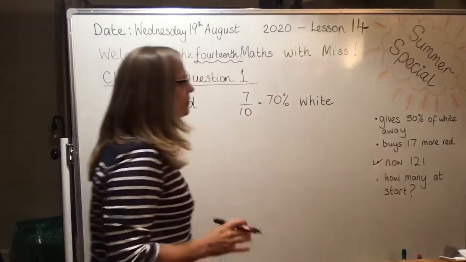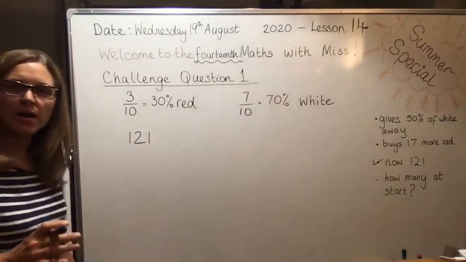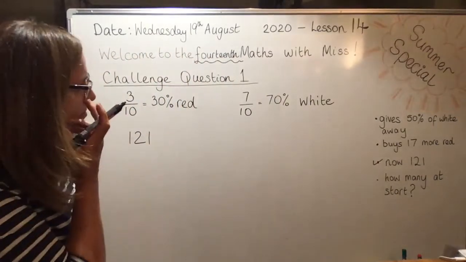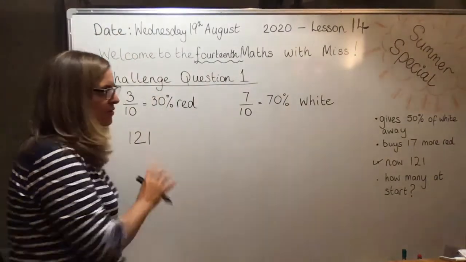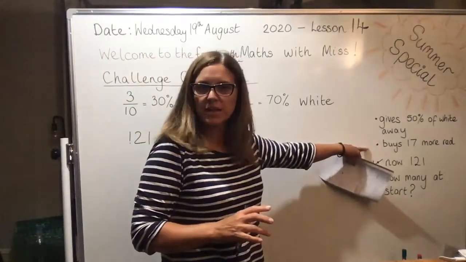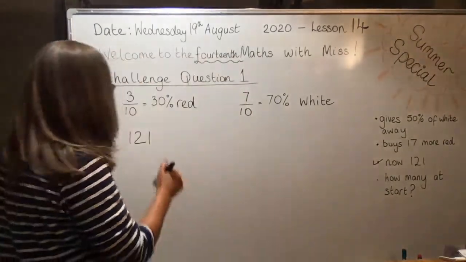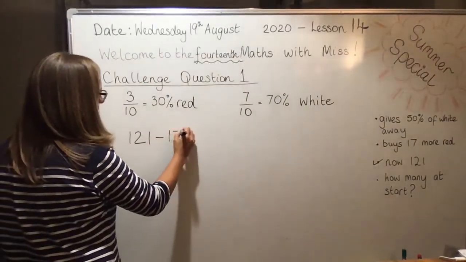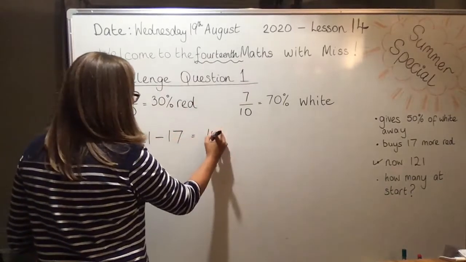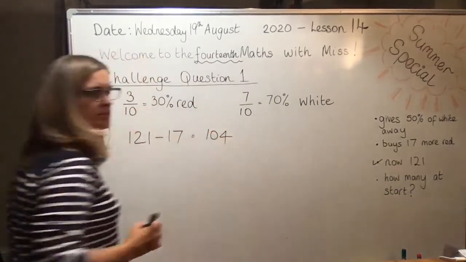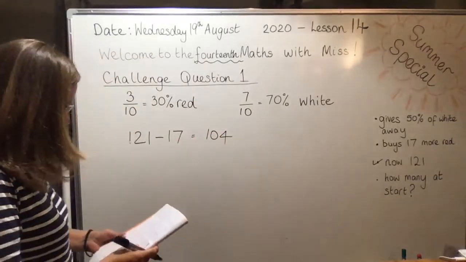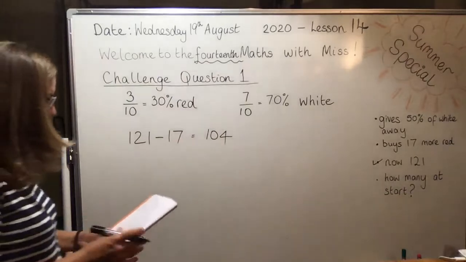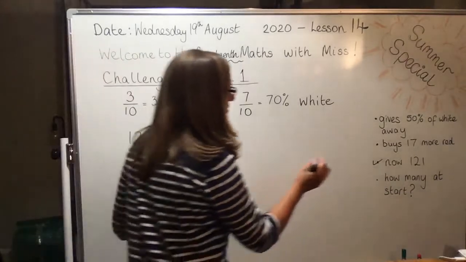We know that Harry buys 17 more. So before there was 121, there must have been 17 less. So we can subtract the 17 that Harry bought, and that is going to give us 104 roses. Okay, let's pause for a moment and see what happens next.